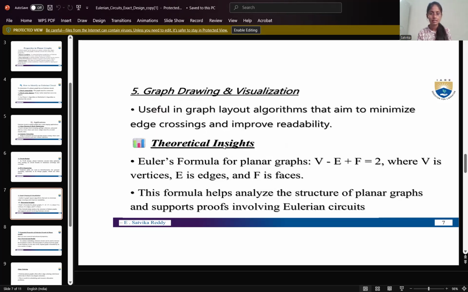Then theoretical insights. Euler's formula for planar graphs: V minus E plus F is equal to 2, where V is vertices, E is edges, and F is faces. This relation helps check whether a given graph is planar or not.